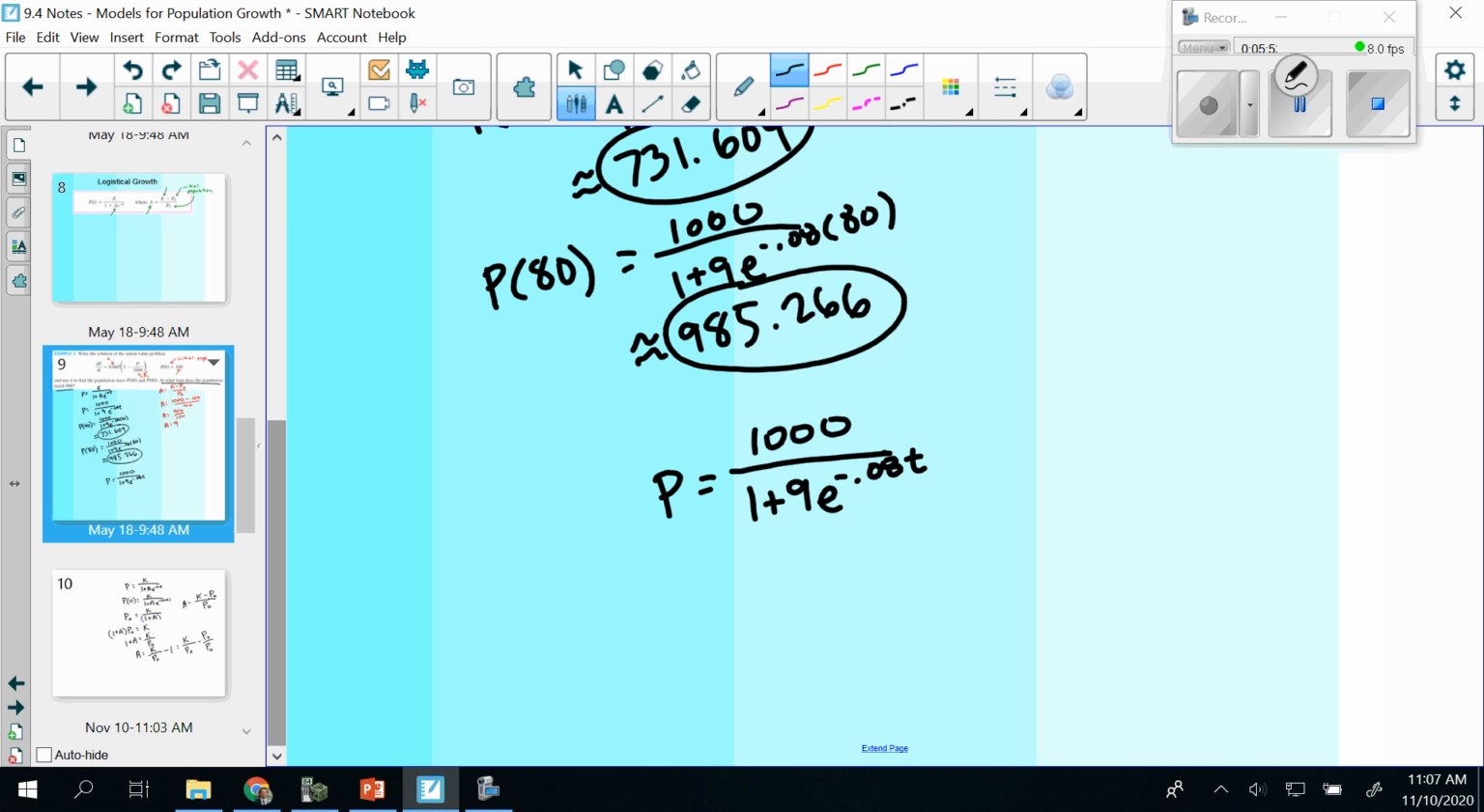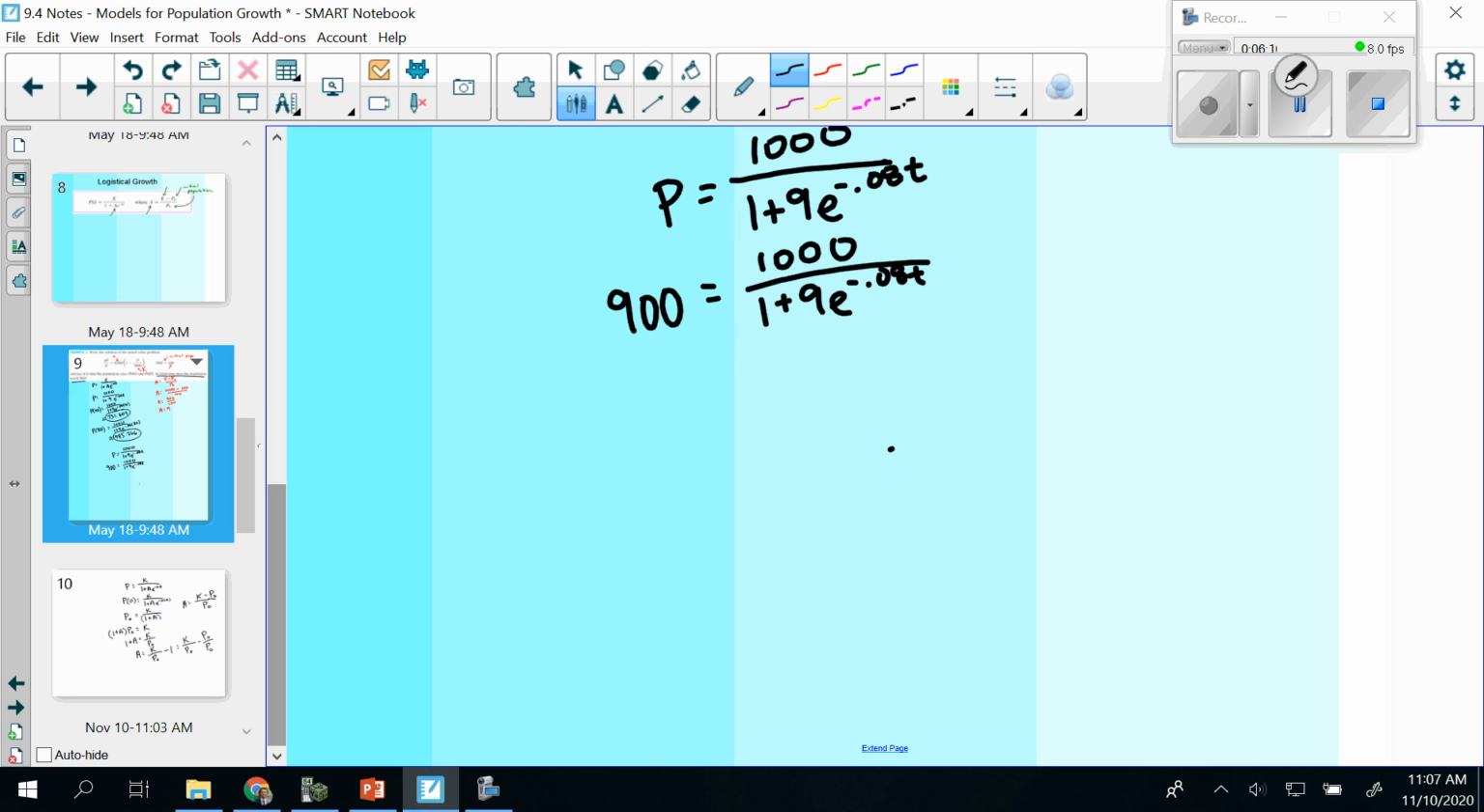What we want to do now, though, is if we want to figure out when this is 900, we're putting that in for our population here, and we've got to solve now for the time. So we're solving this backwards now. What do we get if we solve this out? Our goal is to solve for t here. Well, it's not going to do us much good if we've got this stuff with the denominator. So let's multiply our denominator to the other side.